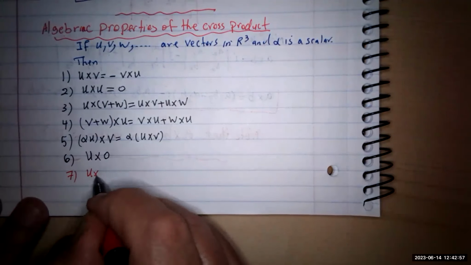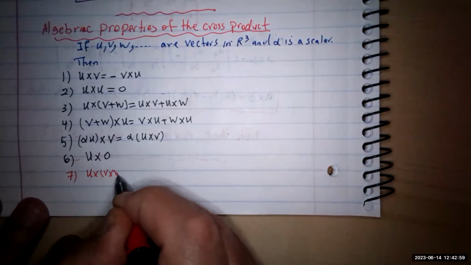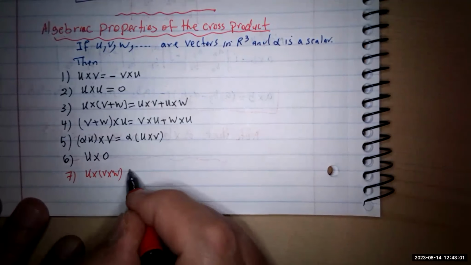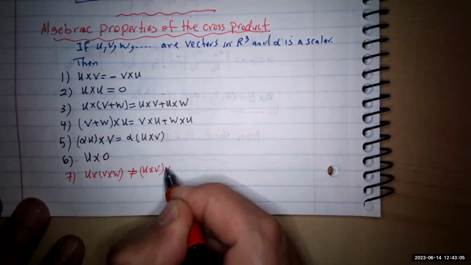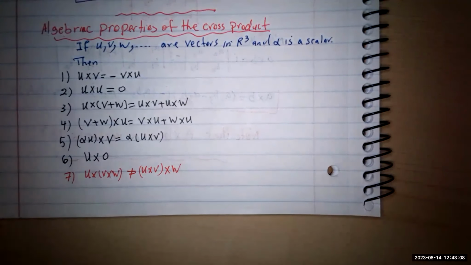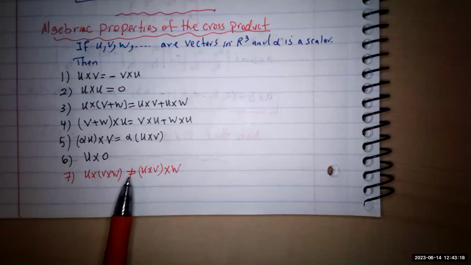So U cross V cross W in general is not equal to U cross V cross W, with the grouping changed. Remember, we didn't have it for the dot product as well. In the case of the dot product, the difficulty was the concept, but you see, these are all vectors. In general, they are not equal to each other. So this is the only one that you don't have.